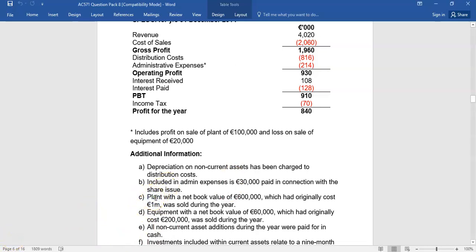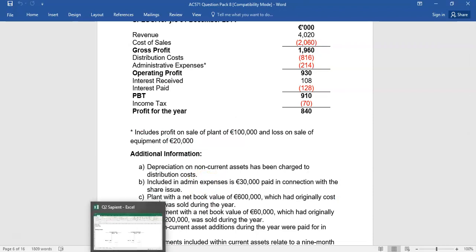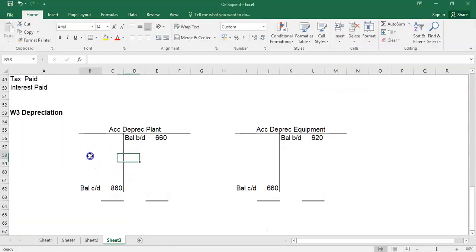Take plant first. Plant with a net book value of 600,000, which had originally cost 1 million, was sold during the year. And there's two things going on here. First thing, we can figure out how much accumulated depreciation was. If it cost 1 million and its net book value was 600, its accumulated depreciation must have been 400. So what you're going to do in the plant accumulated depreciation, you're going to say here disposal 400.